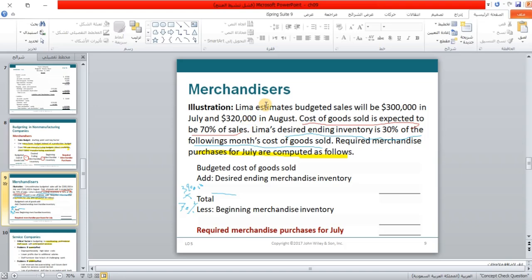Exercise: Remax expense budget sales will be 300,000 in July and 320,000 in August. Cost of goods sold is expected to be 70% of sales. The desired ending inventory is 30% of the following month's cost of goods sold. Required merchandise purchases for July are computed as follows. This is the cost of goods sold.